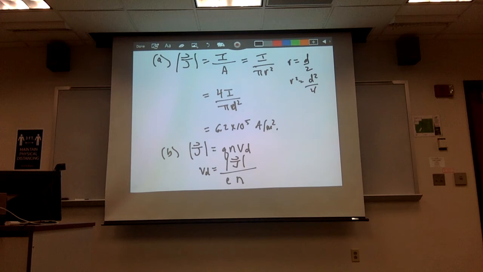So this is my drift velocity. So what's my number density? Since this is copper, we would look up what that is. Let me find it here. So my current density. I'll tell you what it is next time, sorry, I forgot to write it down. So this works out to be about 0.05 millimeters per second.